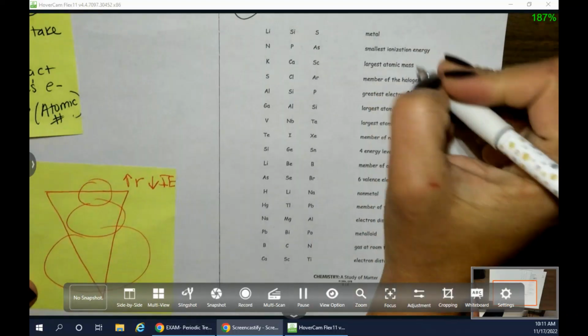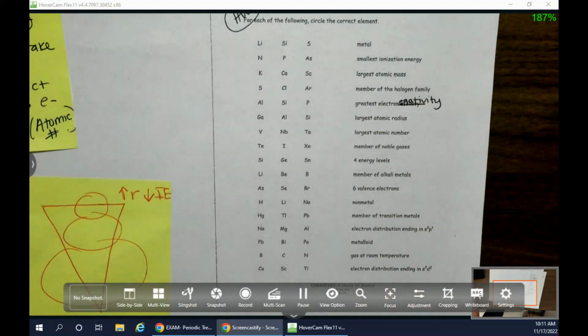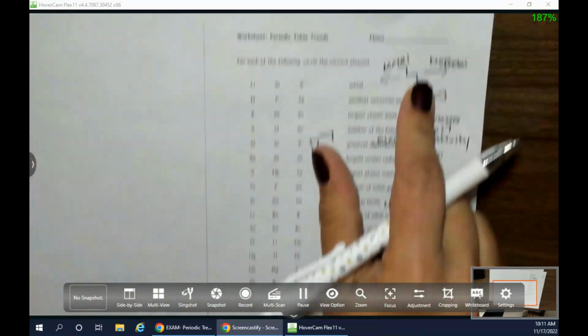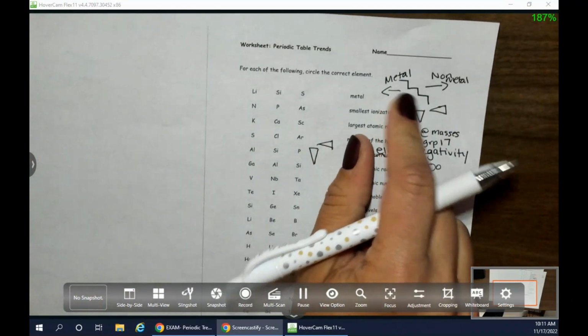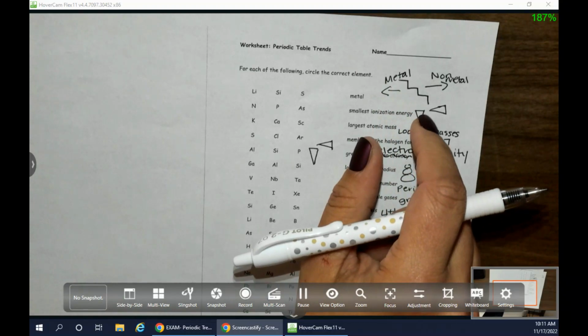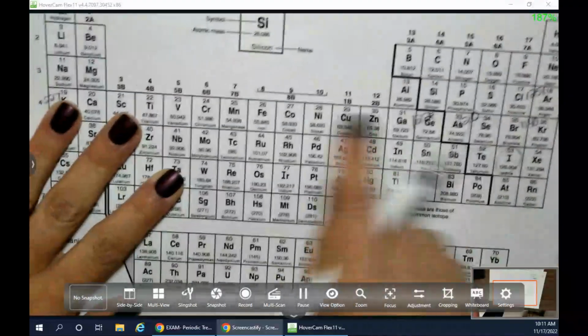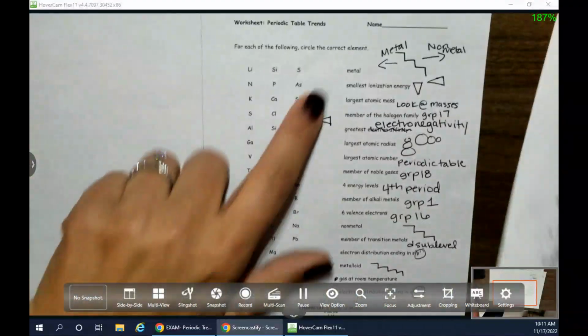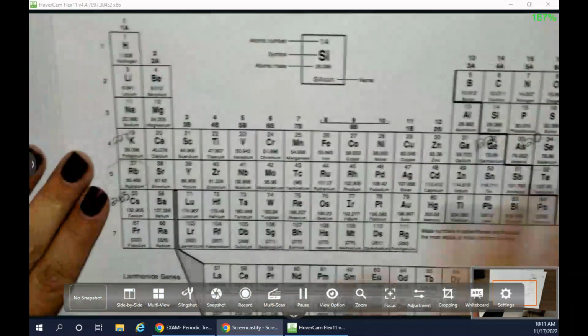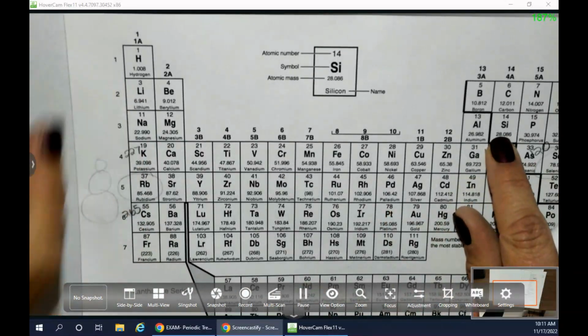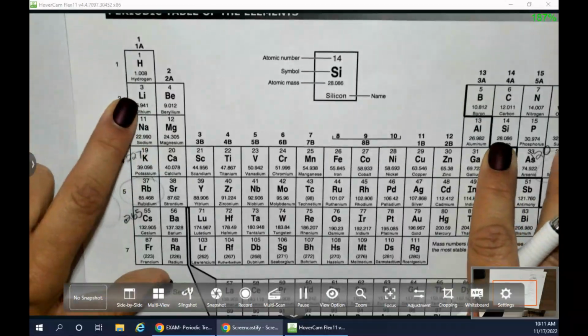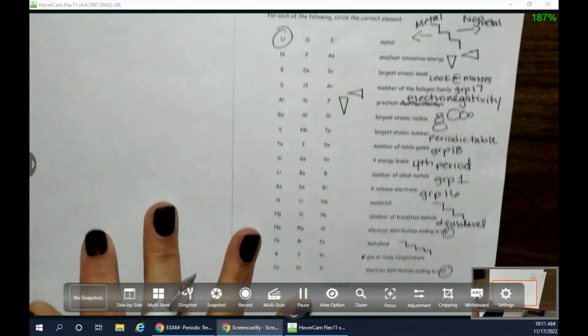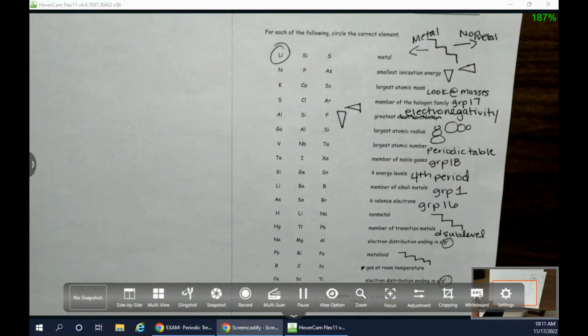So the first one we were asked was which one was a metal. I'm actually going to change my paper that I have out, because these were the hints that I gave to everyone yesterday after your class, all right? And that was that we look on the periodic table for that staircase, right? When we find that staircase, we know that nonmetals are on the right, metals are on the left. So we wanted something to the left on the periodic table. Looking here, we have lithium, silicon, and sulfur. So it would be lithium, the one furthest to the left. Okay? All right, the second one was smallest ionization energy.